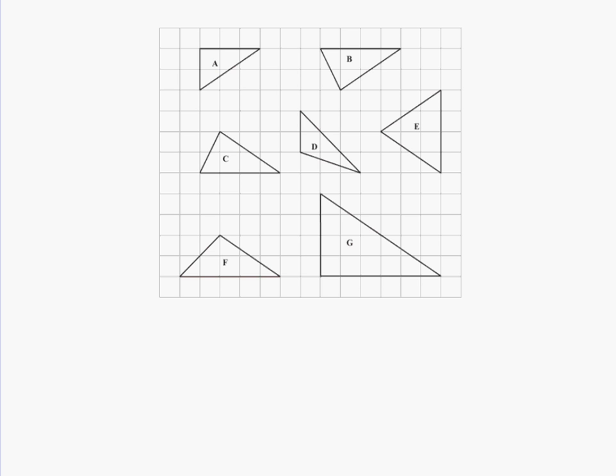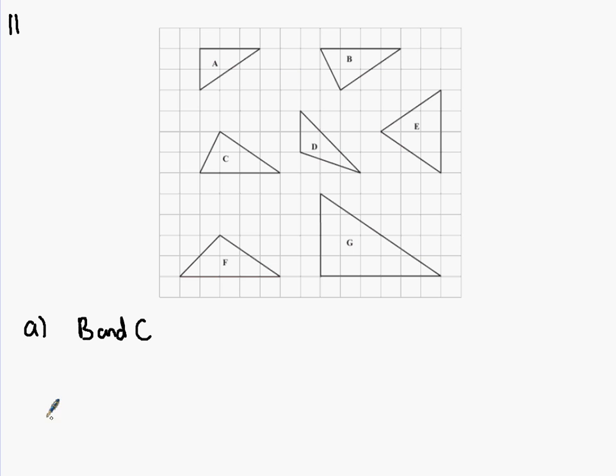Okay, question 11 here, so it's 11A. Write down the letters of these two triangles that are congruent. Congruent means the same shape and size, but can be spun round. So if we're looking at the triangles we have here, C and B can be reflected into themselves. So B and C would be your answer there.